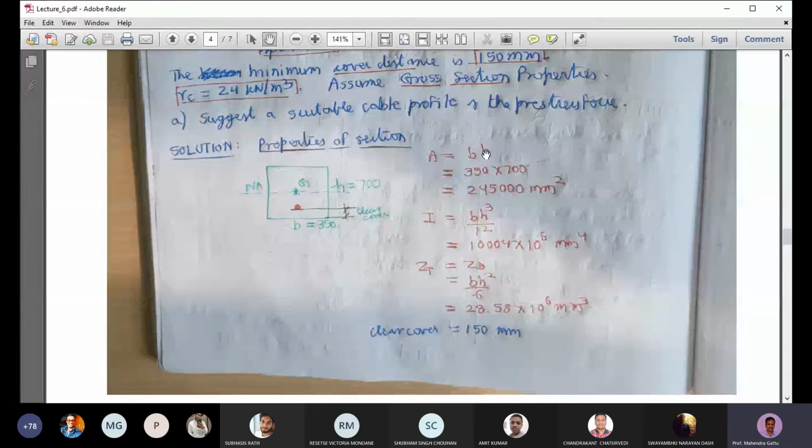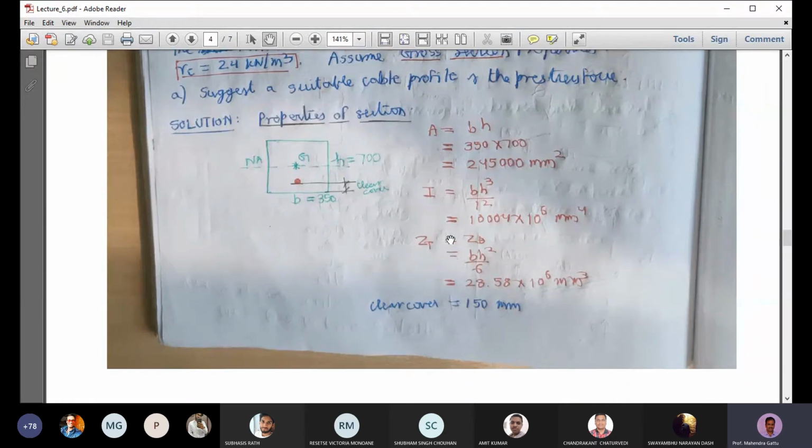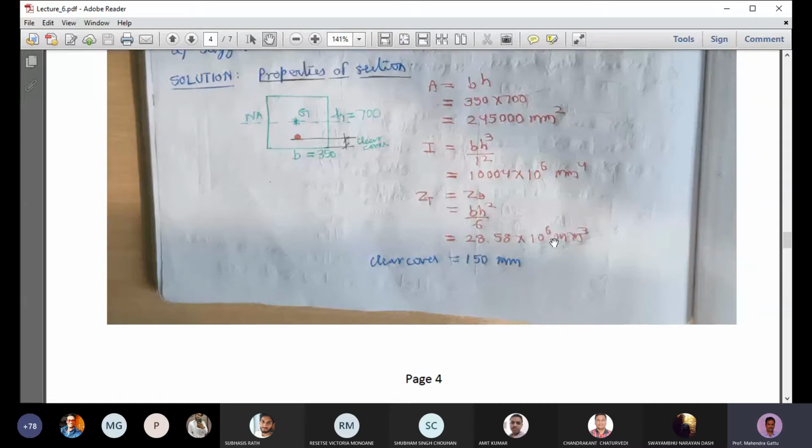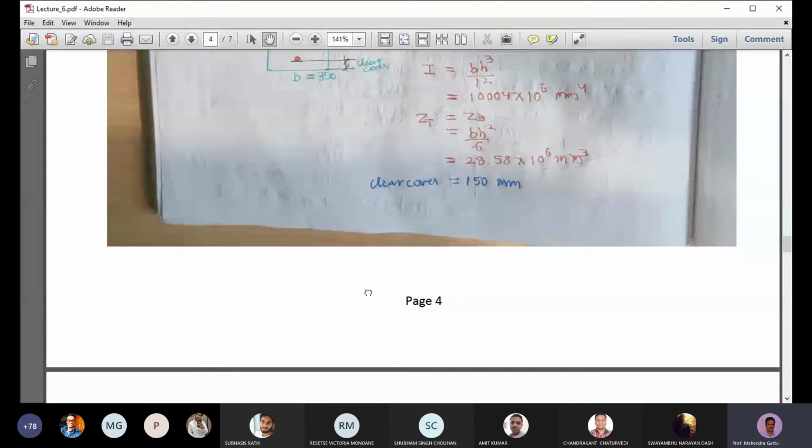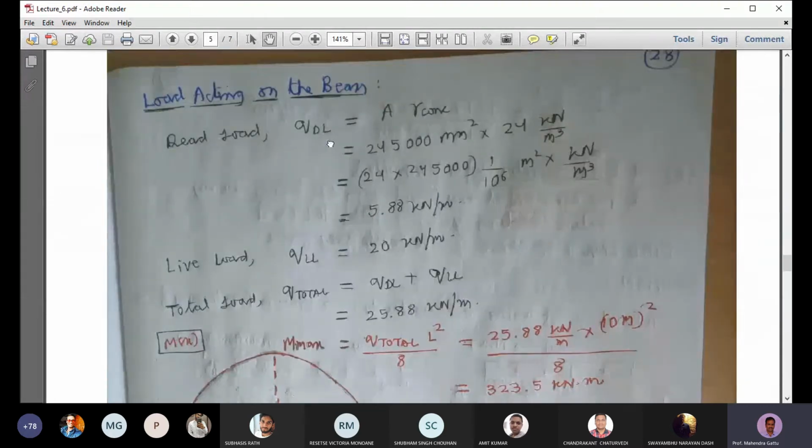We have A equal to BH, that is the gross area, so 245 into 10 power 3 millimeter square. The I value about the neutral axis passing through G is BH cube by 12, which is coming around 10,004 into 10 power 6 millimeter power 4. Then we can get the section modulus for the top fiber and bottom fiber, ZT and ZB, that is BH square by 6, coming to 28.58 into 10 power 6 millimeter cube. Clear cover was 150 millimeters. With this information, we can go ahead and calculate the loads acting on the beam.